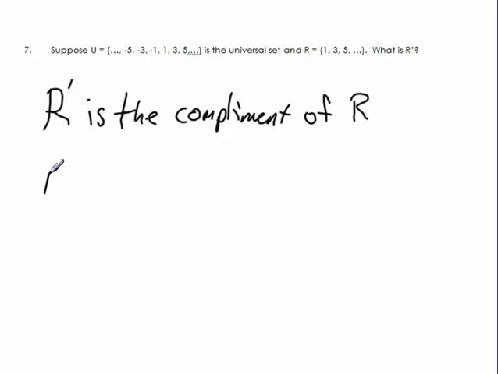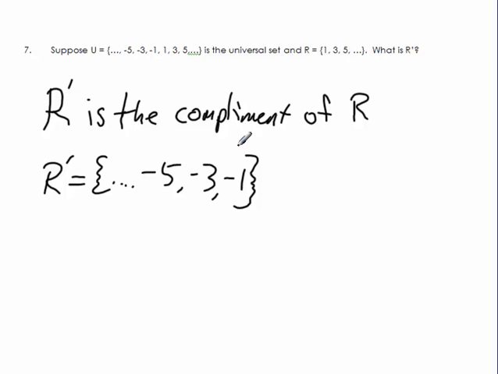So R prime in this instance would be all the numbers from negative infinity. So starting off there, and we say negative 5, negative 3, negative 1. And then we'll close it off, because 1 is in R. So I don't want to keep going because 1 is already in R. But negative 5, negative 3, negative 1, that is not. So that's why that becomes my complement there.